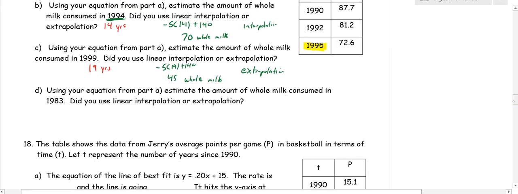Part D, use the equation from part A to estimate the amount of whole milk consumed in 1983. So 1983 from 1980 is 3 years. When we do that, we have negative 5 times 3 plus 140, and that gets us 125 whole milk. So this is again in the range that was from 1980 to 1995, so this is going to be interpolation.